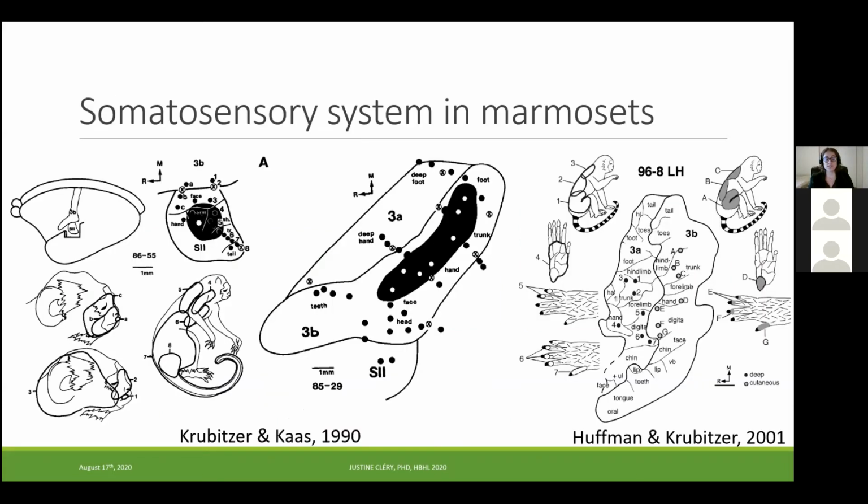The somatosensory system has been studied for several decades in numerous mammals, including the common marmoset. Like humans and other non-human primates, both S1 and S2 have a somatotopic representation in marmoset. This means that each body part activates specific region in this area. So for example, the face activates this part, the hand this part, and the foot this part. However, all of these studies were performed under anesthetized condition or using postmortem analysis.